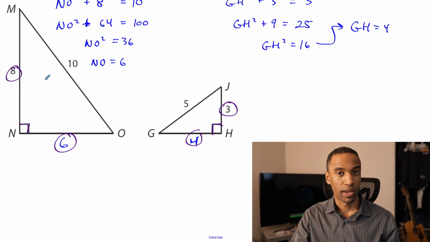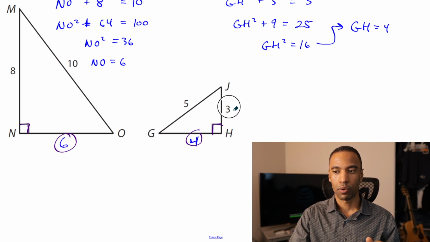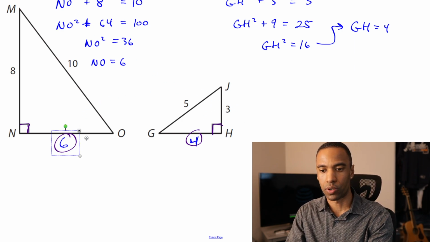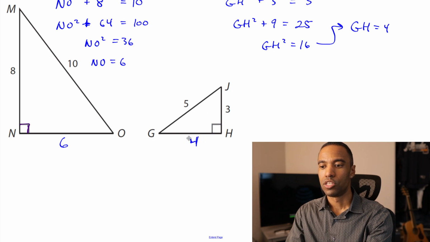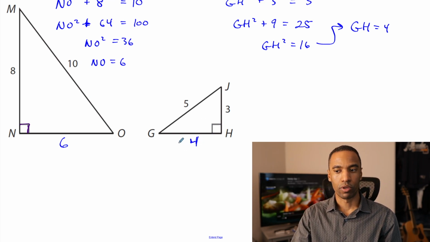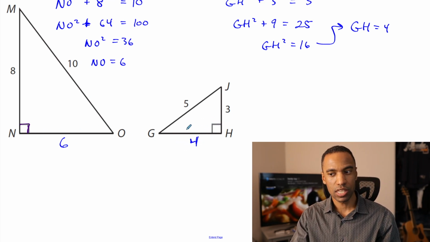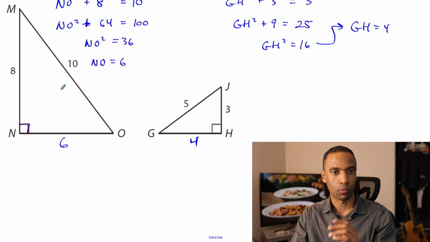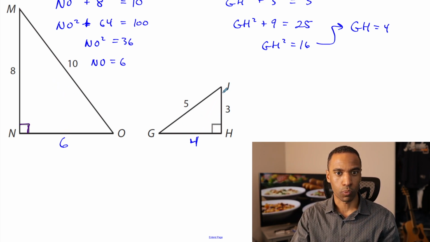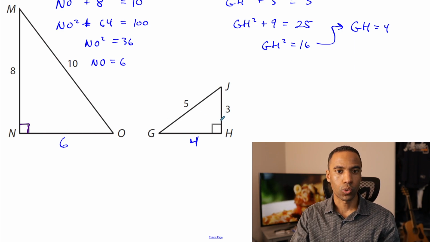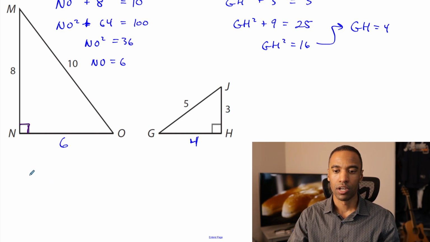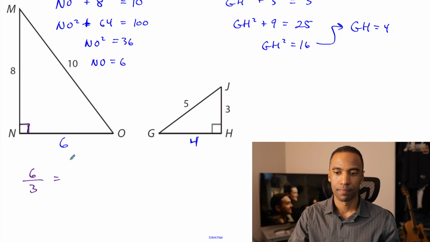Now, which parts correspond? Test long leg with long leg against short leg with short leg, right? So 6 does not correspond with 4, just because they're both on the bottom. This thing is toppled over, rotated downward. The 6 corresponds with 3. 6 and 3 are the shorter legs of this right triangle here. So I can do a 6 divided by 3 right there.